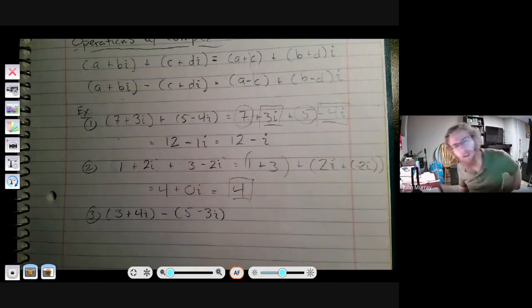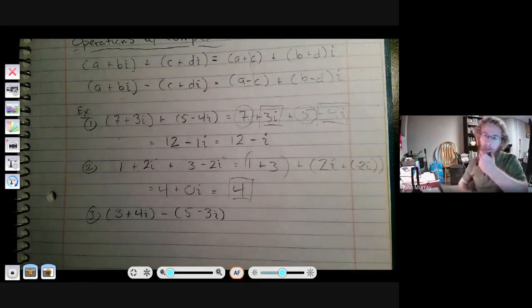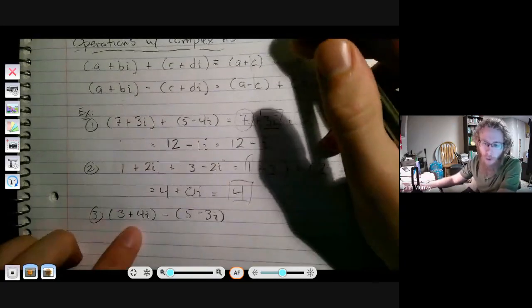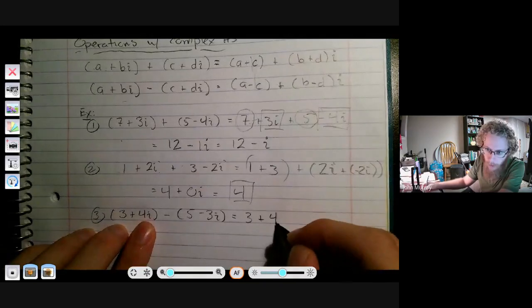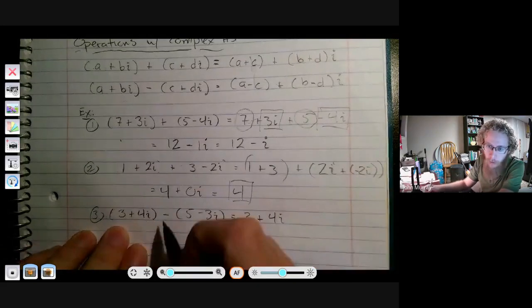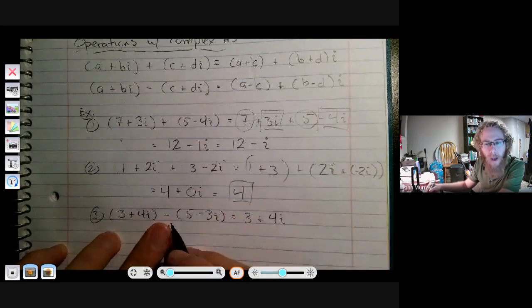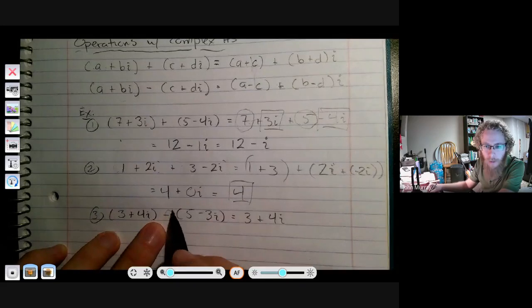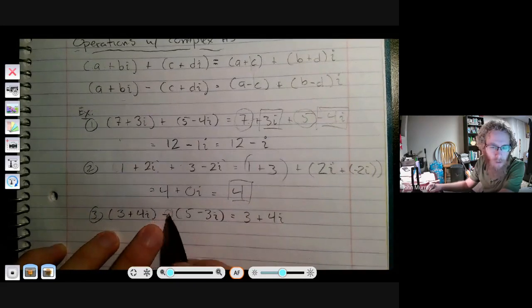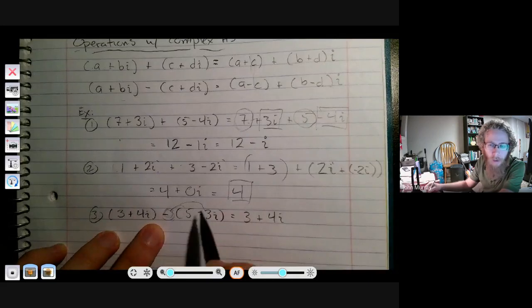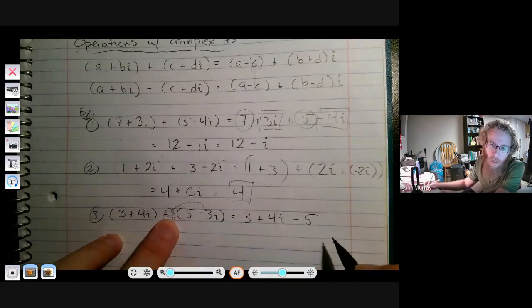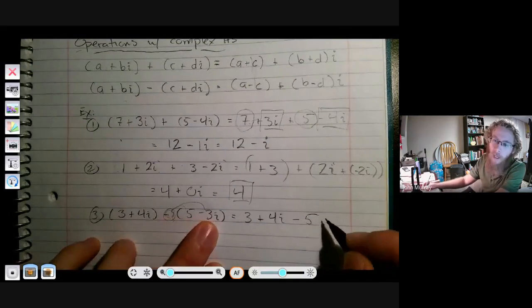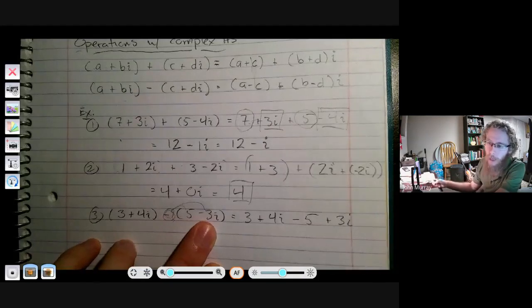Okay, so here we're subtracting two complex numbers. So the first part, we could just drop the parentheses, right? I'm not doing anything to that. I don't have to distribute a number. But now for this back half, I'm going to distribute this negative 1, because technically there's a 1 in front of it. So I'm going to distribute this negative to both of those terms. So that becomes minus 5. And minus negative 3i becomes positive 3i.